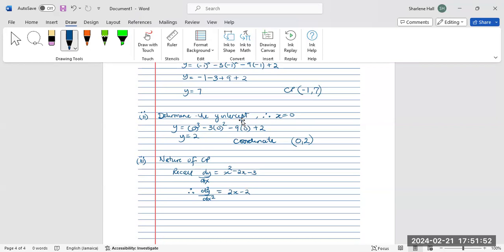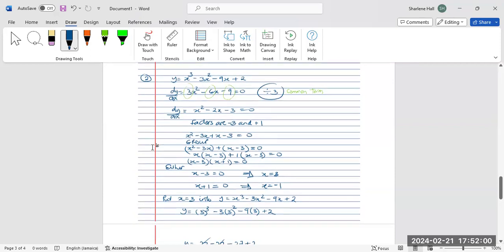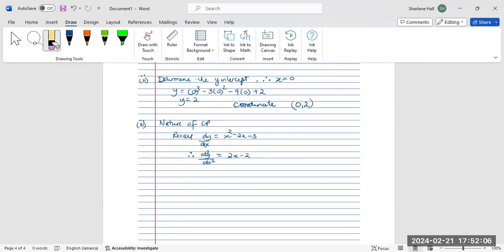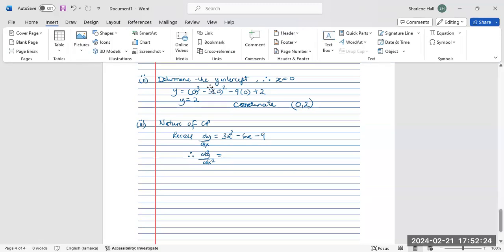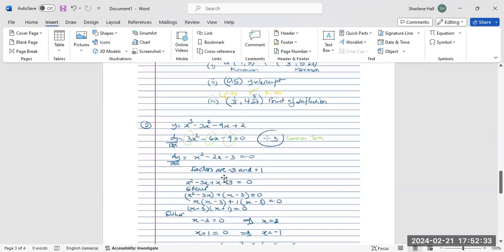Sir, where did I get that from? You use 3x squared minus 6x minus 9. Yes, sir. All right, let me use it. It doesn't change it, but for consistency, let me use it. 3x squared minus 6x minus 9. What did I use before? Remember, I had divided it by 3. Let me do it 2 ways and show you.